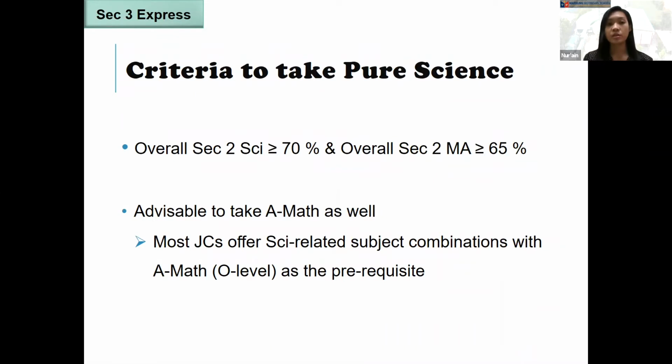So due to the increased demand and rigor, we do have a criteria for students to take pure science. The two criteria are overall of Sec 2 science to be at least 70% and overall Sec 2 maths to be at least 65%. It is also advisable for our pure science students to take A Math as well. Reason being, most junior colleges offer science-related subject combinations with A Math as the prerequisite.